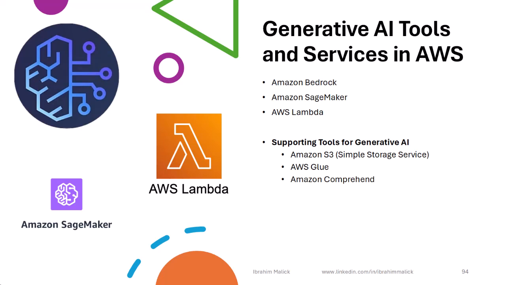Lambda, as you know, is a serverless compute service to run code without managing infrastructure. It integrates with other AWS services, right? And again, you pay per use pricing. So you could use it to trigger generative models for text and image generation, right?